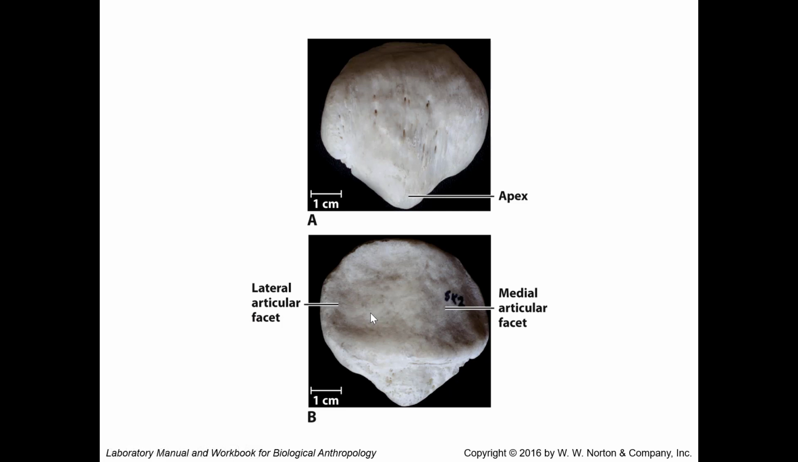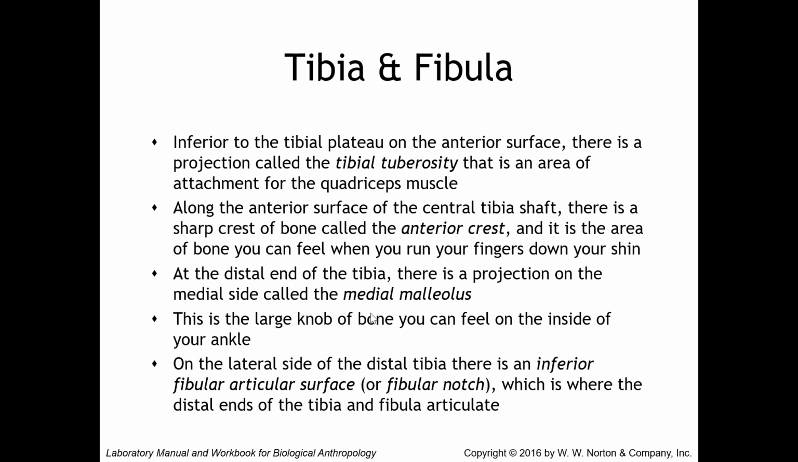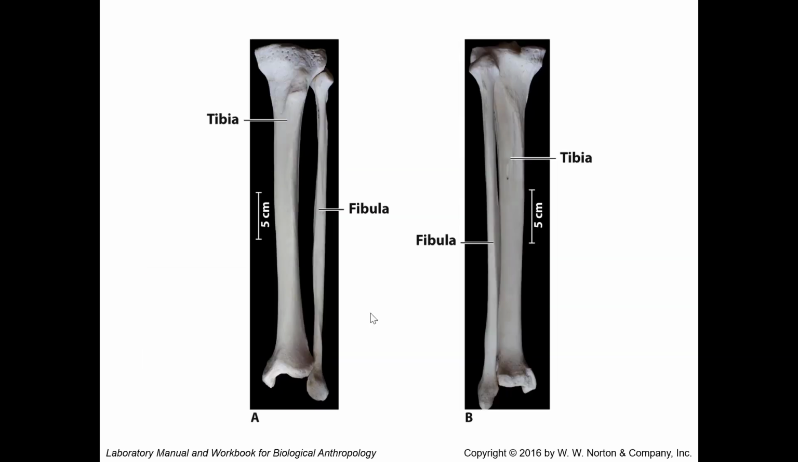So we've finished the femur and the patella. We're going to move on to the tibia and the fibula. So the lower leg is comprised of two long bones, the tibia and the fibula. I'm going to take you to a picture while I discuss these.